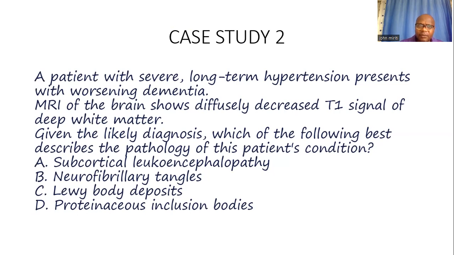In case study number 2, we have a patient with severe long-term hypertension presenting with worsening dementia. MRI of the brain shows diffusely decreased T1 signal of the deep white matter. Given the likely diagnosis, which of the following best describes the pathology of this patient's condition? Subcortical leukoencephalopathy, neurofibrillary tangles, Lewy body deposits, or proteinaceous inclusion bodies. The right answer is subcortical leukoencephalopathy.